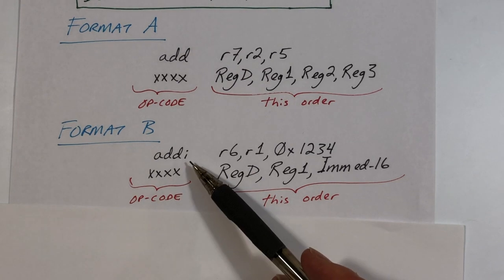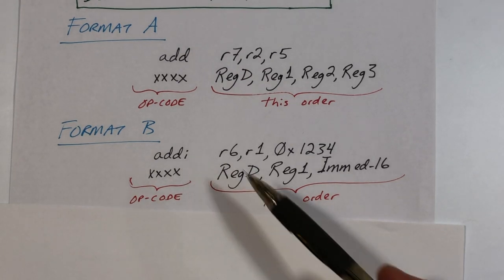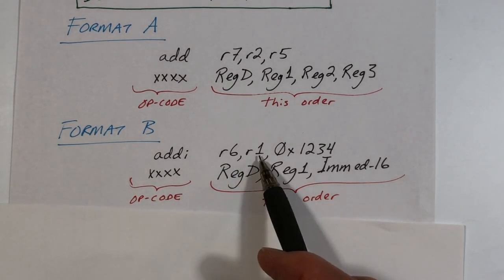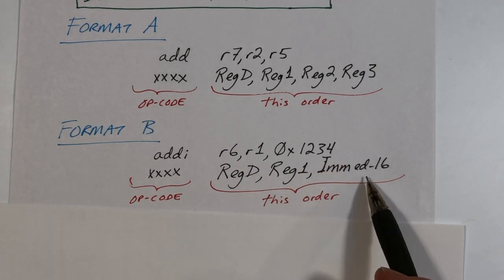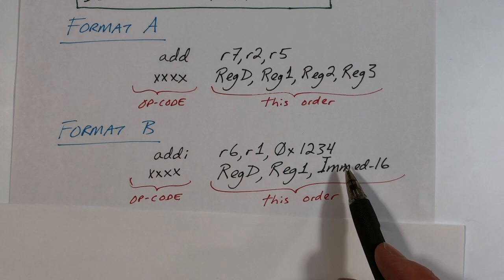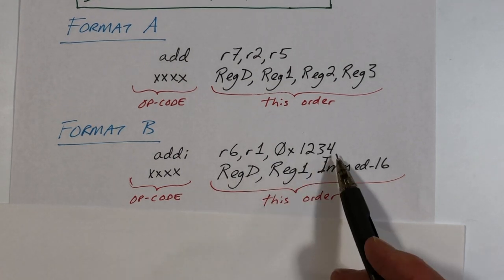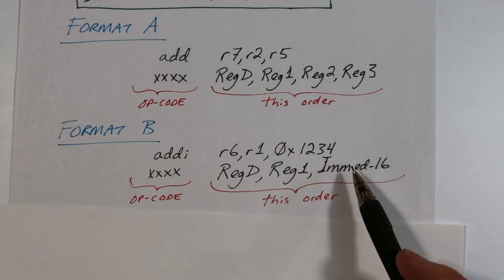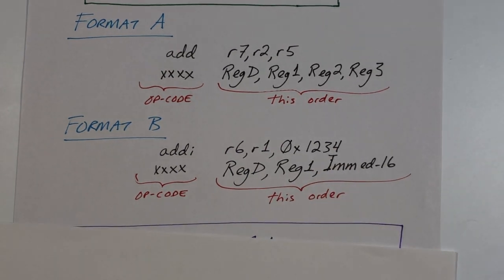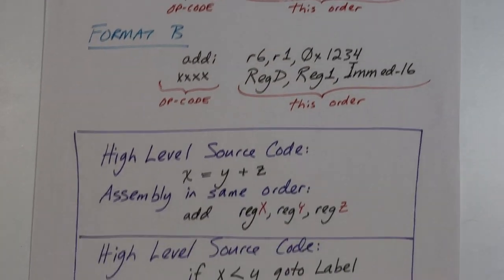Here's the add immediate instruction, and it's encoded with the registers first, separated by commas, and then the immediate value, so in this order. There's some flexibility. Other instructions are encoded in assembly language in a slightly different format, but they're basically the same. And you have similar things for format C and D instructions.